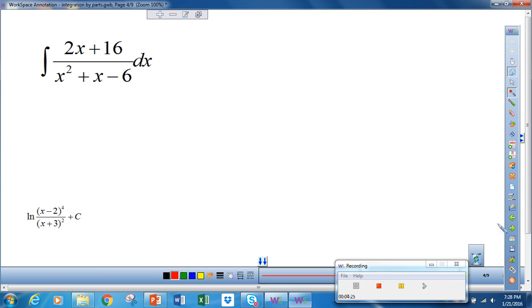Okay, I'm going to give you a second. Why don't you go ahead and pause this and try this problem, and you can see the answer is already listed here. So go ahead and pause this and try it and see if you get the same answer that I have. Hopefully you'll get the same answer.